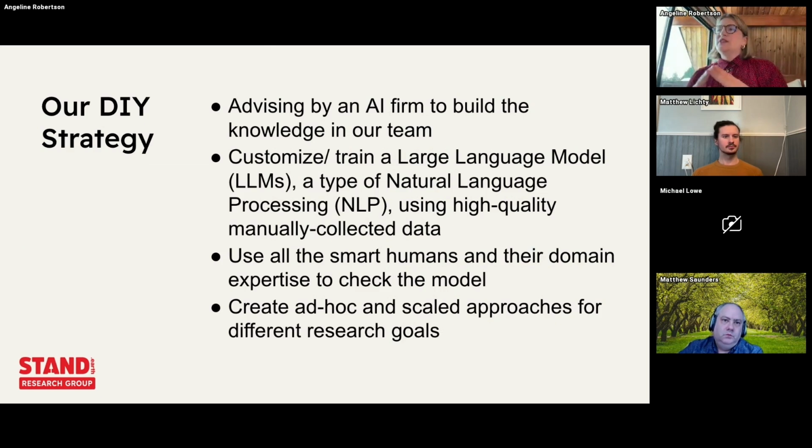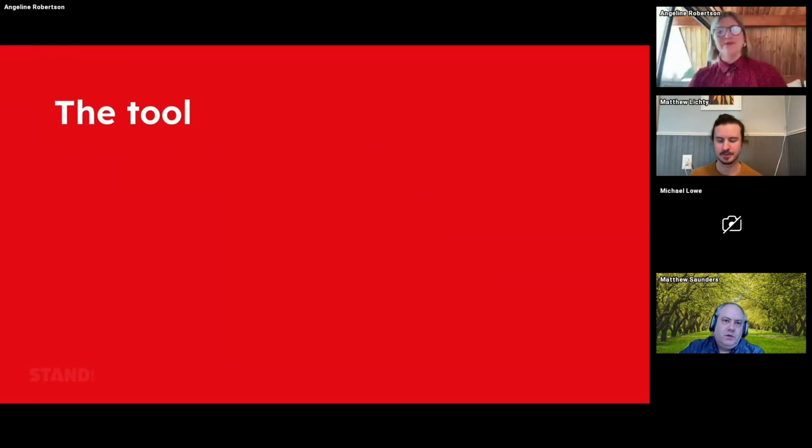And finally, the strategy really included creating ad hoc and scaled approaches to address different research goals, so that researchers could analyze a few things, or we could use a coded approach to pull a lot of data together and do a really big analysis, depending on what the goals of our projects are. And with that strategy in mind, I'm going to pass it over to Matthew now to talk a little bit more about the tool itself.